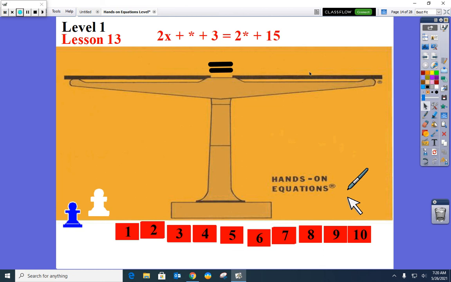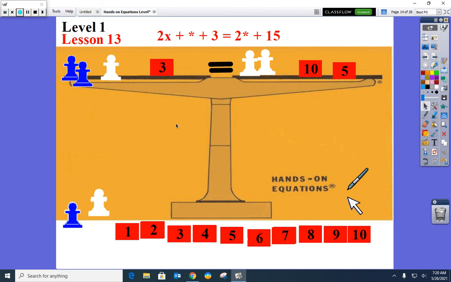What we have now is really the same thing we've been doing. It's just a little bit more complicated. So we want to set this up and see what we have. Let's go get two x's, and we will set those up on the board. I go get a star, a 3, whoops, a 3, two stars, and a 15.